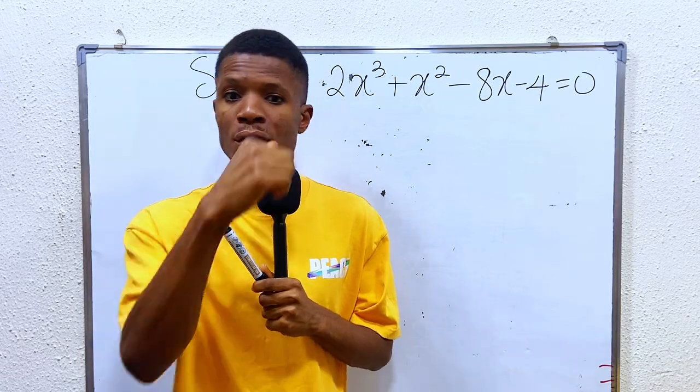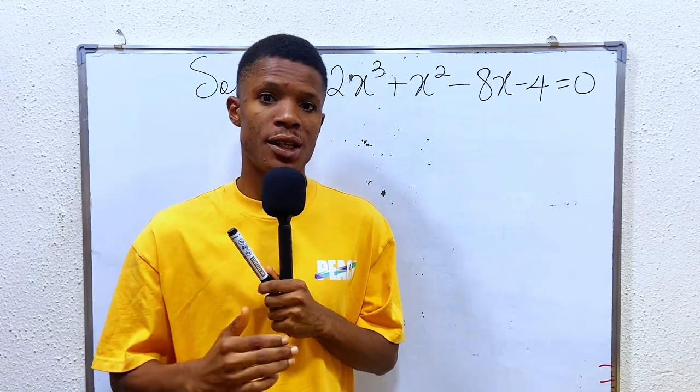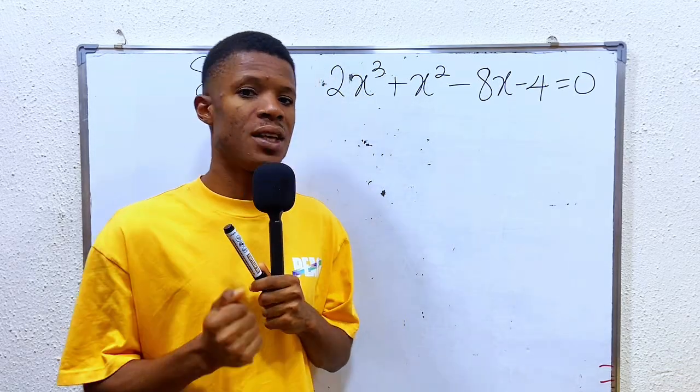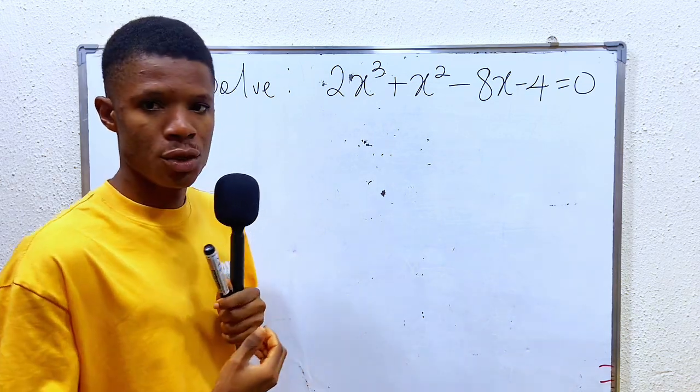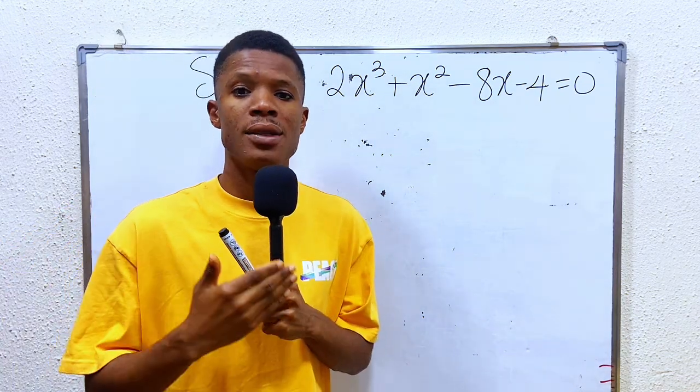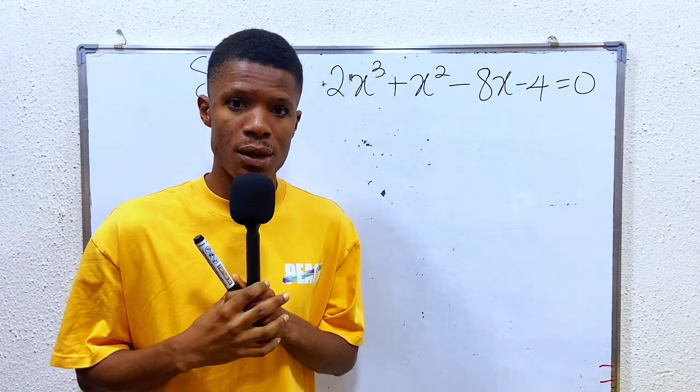Can you solve this cubic function under 3 seconds? To solve this, you have 2x cubed plus x squared minus 8x minus 4 is 0.